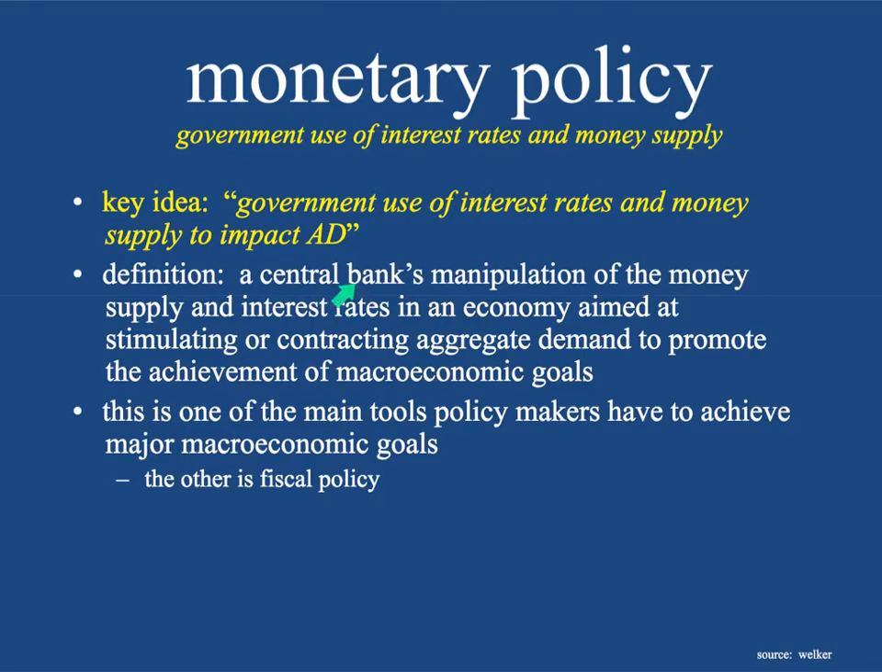But it's just a bank that the government has control over and uses to manipulate the money supply and interest rates in an economy, aimed at stimulating or contracting aggregate demand to promote the achievement of the macroeconomic goals, which I already said to you. So this is one of the main tools of policymakers to achieve major macroeconomic goals. The other tool, of course, is fiscal policy. The hammer of fiscal policy: taxing and spending. The hammer of monetary policy: interest rates and money supply.